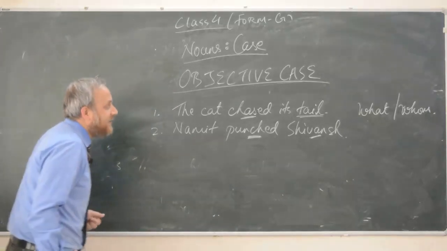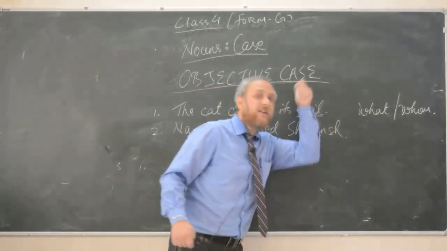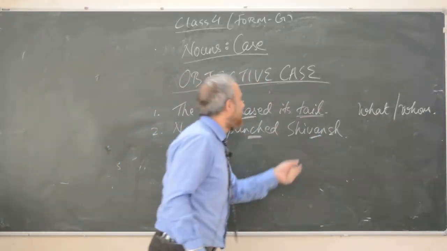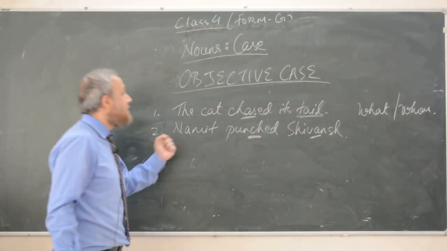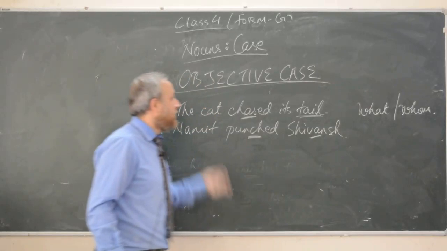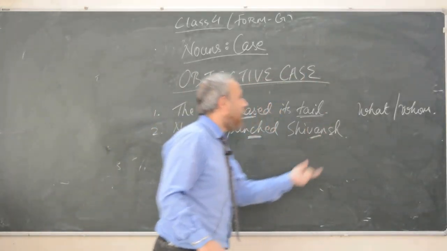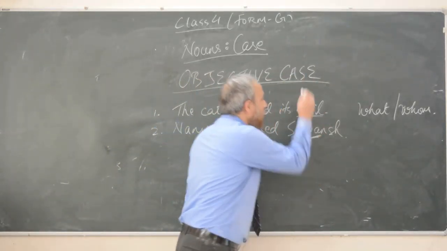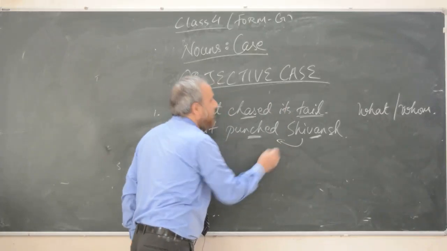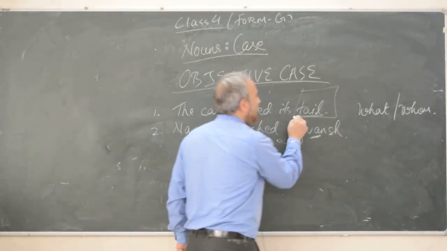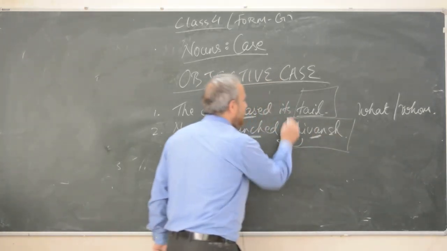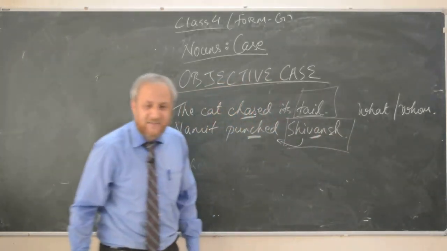So the cat chased its tail. The cat chased what? Its tail. Tail becomes the object of the verb chased. Namit punched Shivansh. Namit punched whom? Namit punched Shivansh. So Shivansh becomes the object of the verb punched. Okay. So the word tail out here and the word Shivansh out here, they are in the objective case.